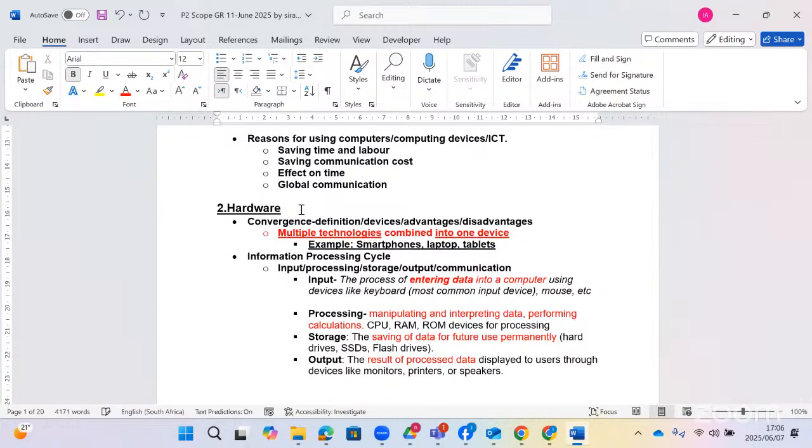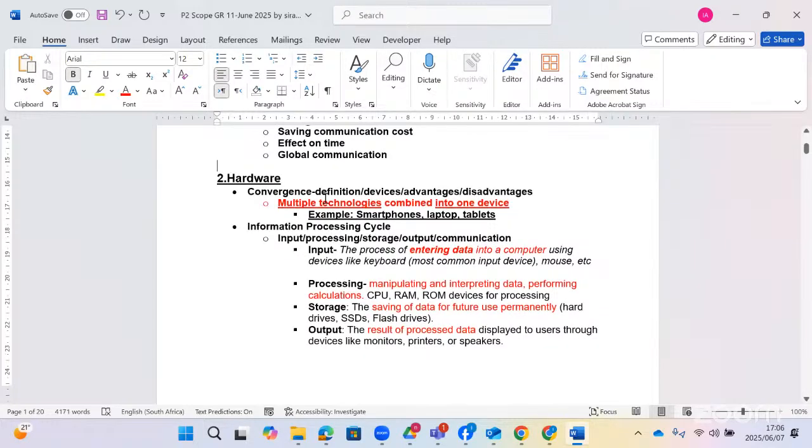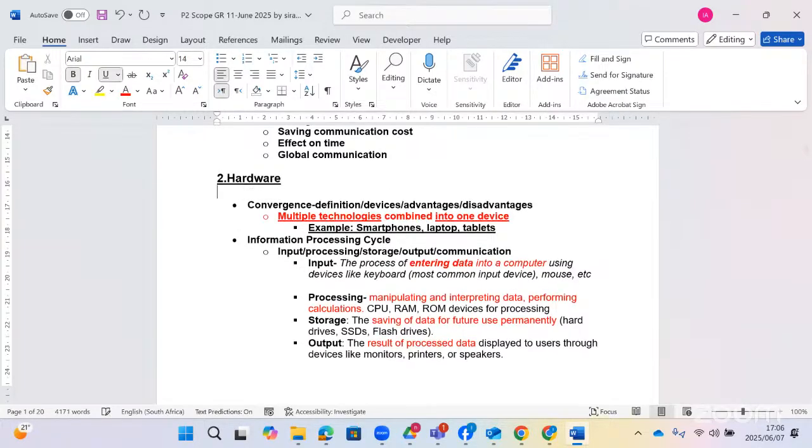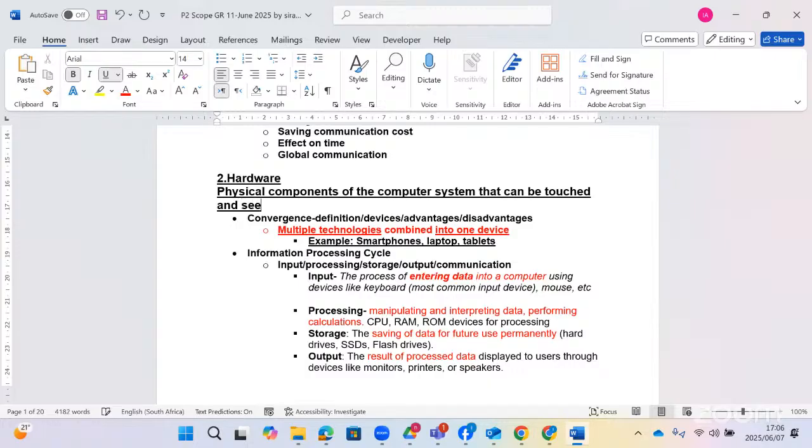Now we move straight to the topic called hardware. When it comes to hardware, you need to know different types of hardware. That is the physical component of the computer system that can be touched and seen. So those physical components of the computer system that you can touch and also see or maybe feel, we call it the hardware.